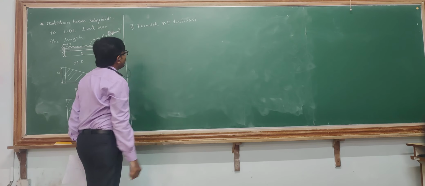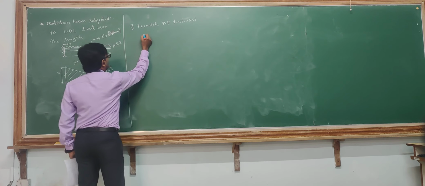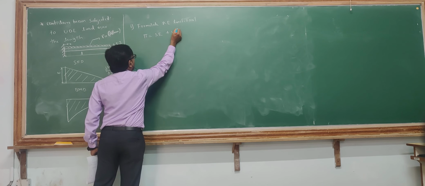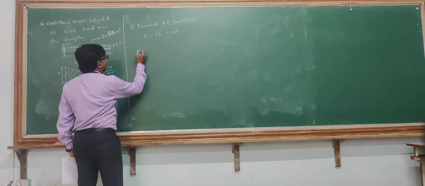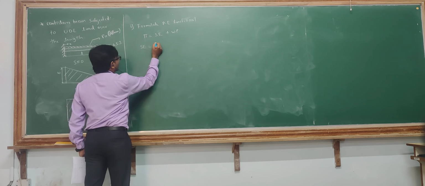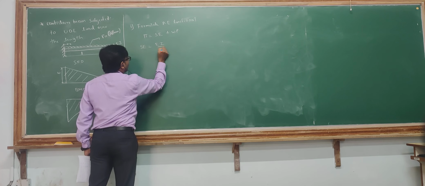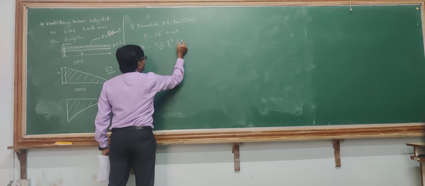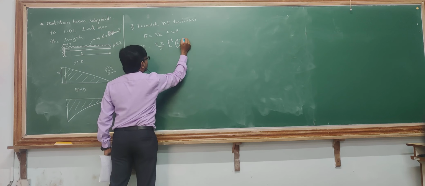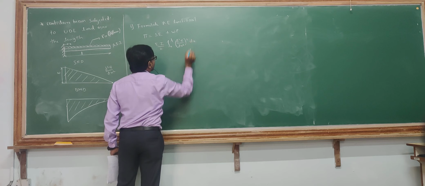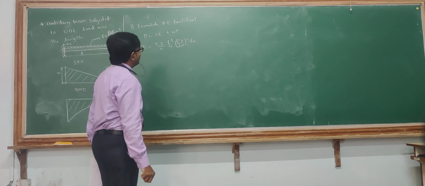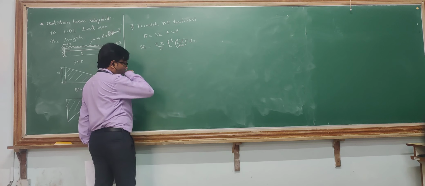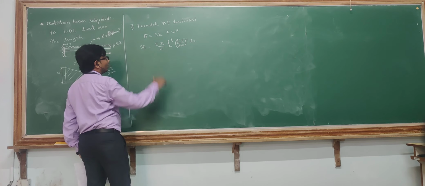Basically, the potential energy functional is given as strain energy plus work potential. Strain energy for a beam is given as EI by 2 integration 0 to L, dou square v by dou x square, the whole square, into dx. Next, this is about the strain energy.